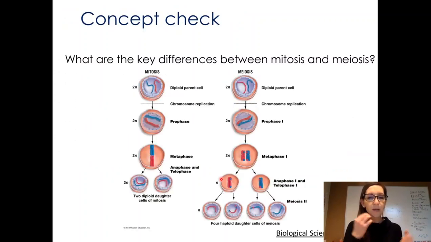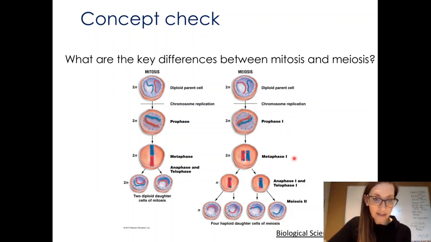Okay, so kind of to summarize here, just this chart should help you to kind of point out some of the differences. A lot of the differences happen during these two stages, prophase 1 and metaphase 1, right? Also, we can talk about differences in the products. What are we creating here?